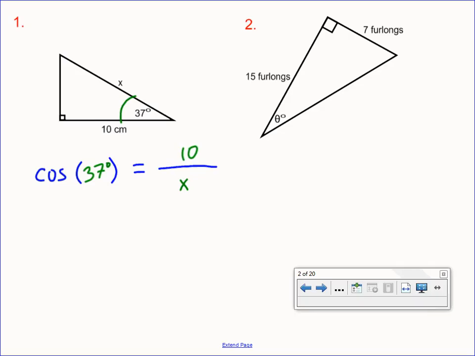Depending upon where my unknown is, we'll use a different series of inverse operations to solve. What strategy do I use to get that x out of the denominator? What can I do to get that x out of the denominator? Cody? We'll multiply both sides by x, and that will get the variable expression out of the denominator and on a level playing field where we can solve for it. So I get x times cosine 37 degrees equals 10, and I can finish it out by division. So I'll go ahead and divide both sides by cosine of 37 degrees.